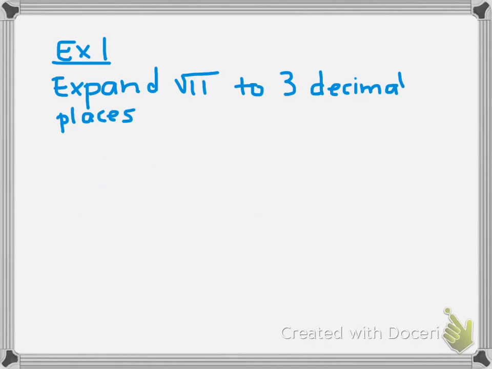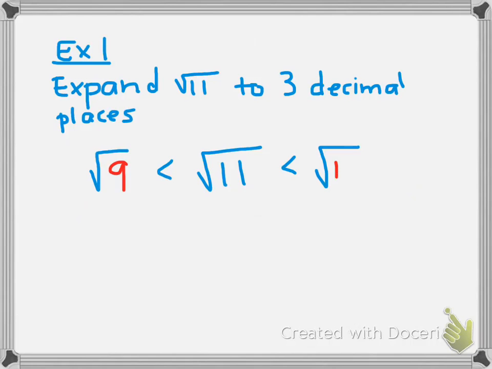Okay, example 1, we're going to expand the square root of 11 to 3 decimal places. So the square root of 11 is between what two square roots? If you look at the chart on the previous slide, the square root of 11 is between the square root of 9 and the square root of 16.